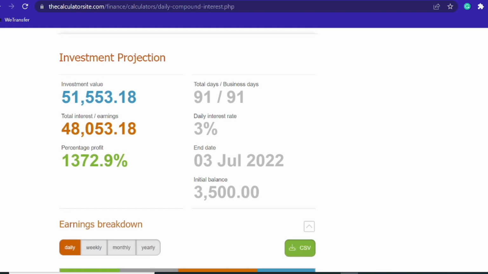Just with your 3,500, this is the investment value. This is the total interest you would have earned within the space of 3 months. Look at the initial balance here, 3,500. So by the end of July, your 3,500 should have given you a total of 51,553 naira 18 kobo. So you'd have made 48,053 naira 18 kobo. This is what you'd have made within the space of 3 months.